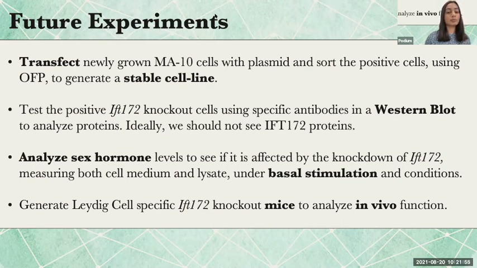So we will measure both cell medium and lysate under basal and stimulated conditions. And if there is a change in sex hormone levels, we know that one of the major functions of Leydig cells is affected by the knockdown of IFT-172, and that can in turn affect sperm formation and male fertility. Lastly, we will generate Leydig cell-specific IFT-172 knockout mice to analyze in vivo function.